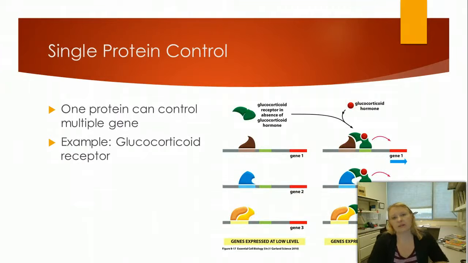So let's talk about single protein control. This is an example of the glucocorticoid receptor, which is in the liver cells. As you can see here, it can control 3 different genes. When glucocorticoid hormone is present, and it's been made by the liver, it can travel to the different genes, and it will activate these genes to be expressed at higher levels. And so you can see how that works. This is single protein control. This is simple. It's not always that one protein will control multiple genes. Sometimes it can control just one. Sometimes it can control more than 3. So there's a whole lot. But remember, this is always part of a feedback loop.